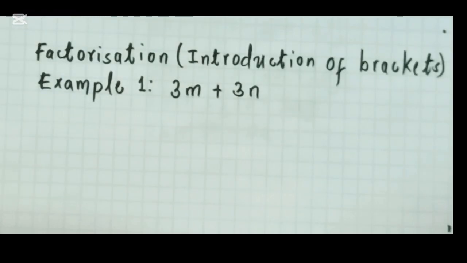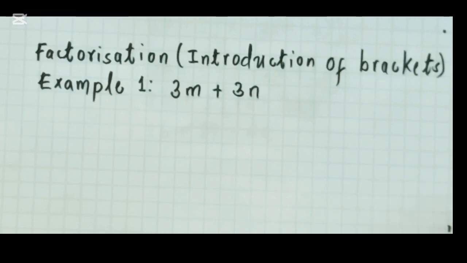We shall be looking at factorization. So, factorization simply is solving algebraic expressions by introducing brackets. Anyways, I'm going to demonstrate that definition by solving this simple example here. The instruction of the problem is that we should factorize 3m plus 3n.